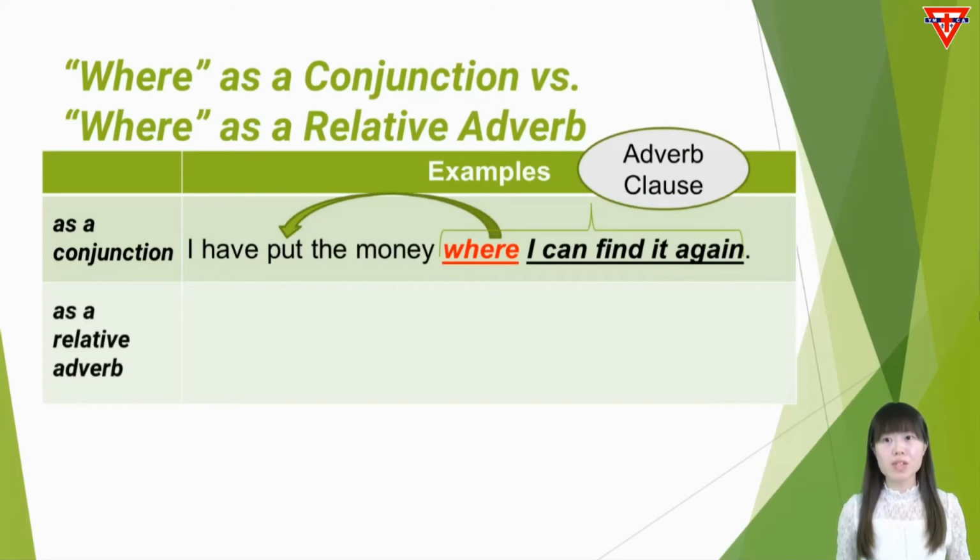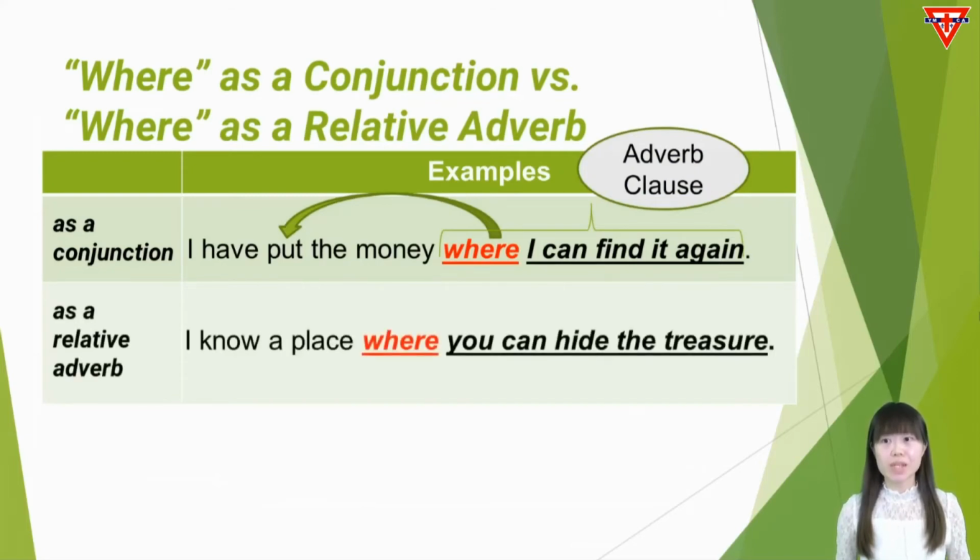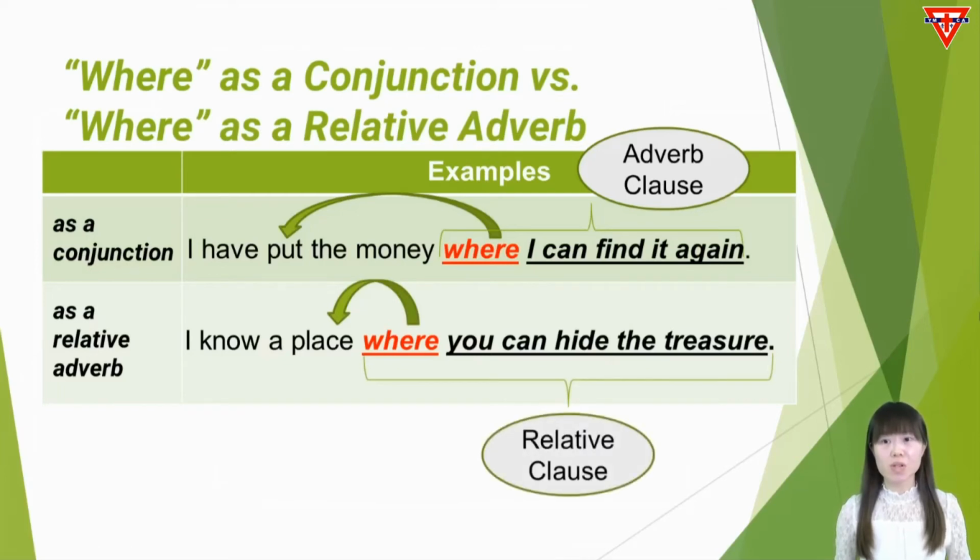Where can be used as a relative adverb. In this case, it refers back to a noun in the main clause. As a relative adverb, where introduces a relative clause. For example, I know a place where you can hide the treasure. "I know a place" is the main clause, and "where you can hide the treasure" is the relative clause, which refers back to the noun place.